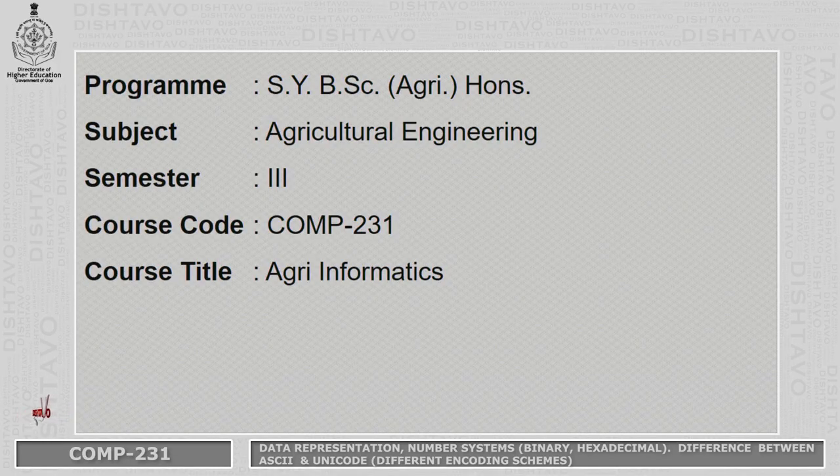Welcome students. Now we'll discuss module 3 for the second year BSc Agriculture Honors, subject Agricultural Engineering, for 3rd semester. The course code is COMP 231 and the title of the course is Agri-Informatics.